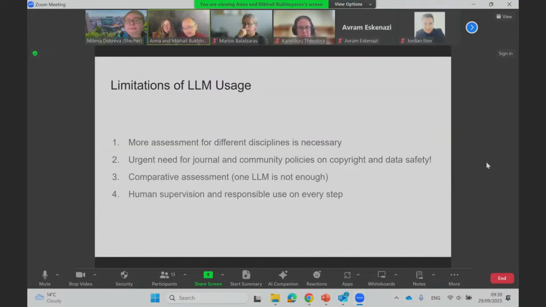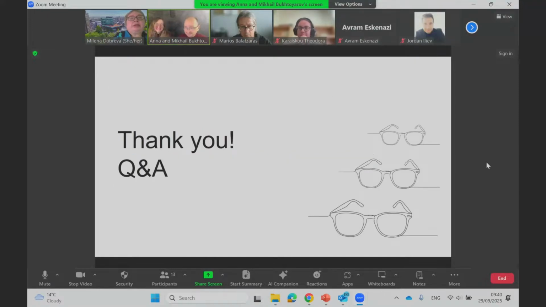So let's wrap up. Of course, we understand that more assessment from different disciplines is necessary. It is crucial that our topic was in the humanities. It is important to understand that for the humanities, the parameters can be very different. And urgent work from the community and from the editors is necessary. Actually, these tools are already here, and we have to admit that it is impossible to stop AI. We have to include it in a productive way. Once again, a comparative approach and, of course, human supervision and responsible use. So, thank you very much.